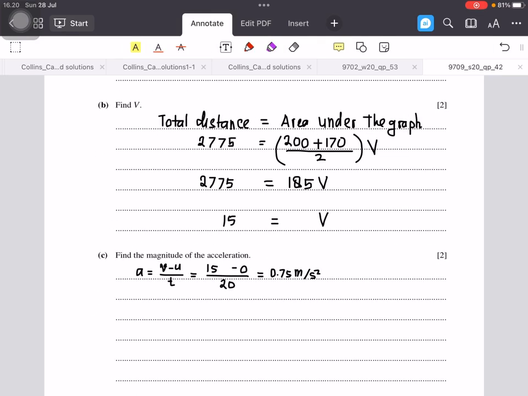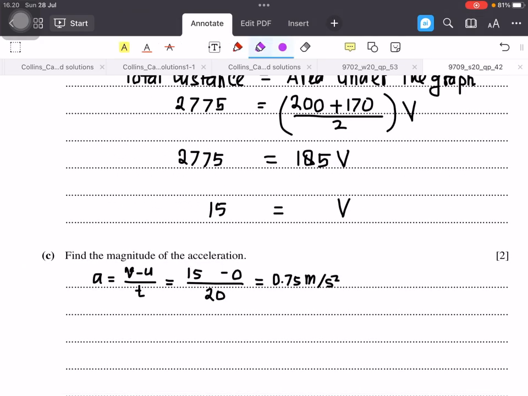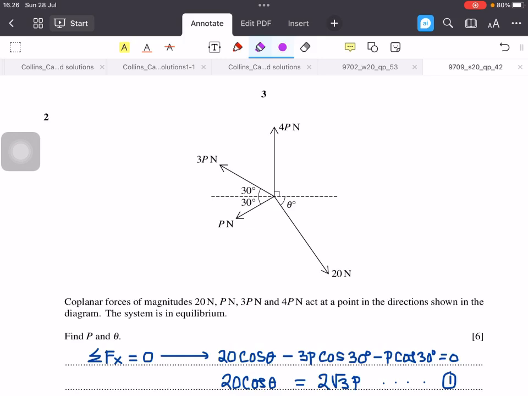For part C, find the magnitude of the acceleration. We are using acceleration is equal to (v minus u) divided by time. 15 minus 0 over 20, and the answer is 0.75 meters per second squared. We continue to question 2.